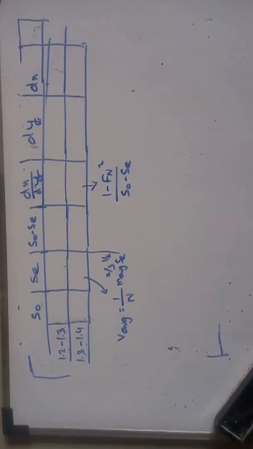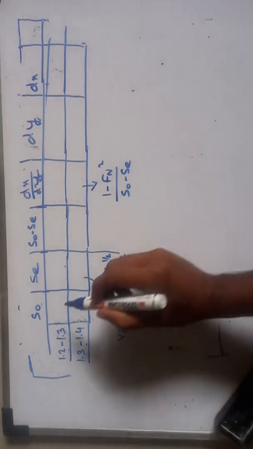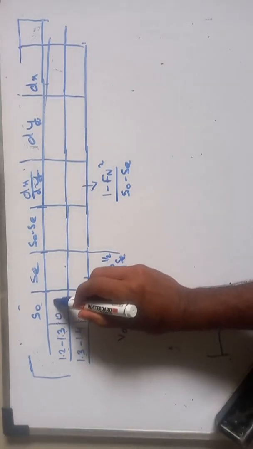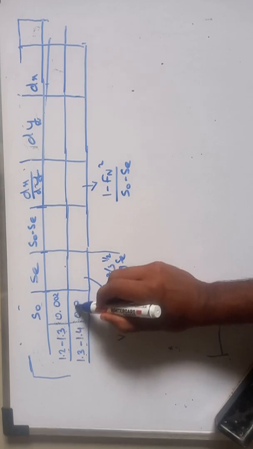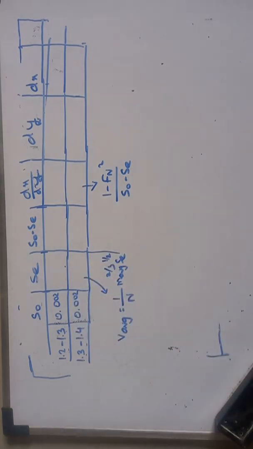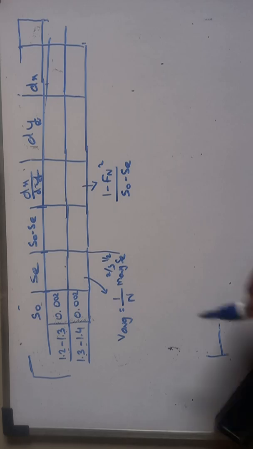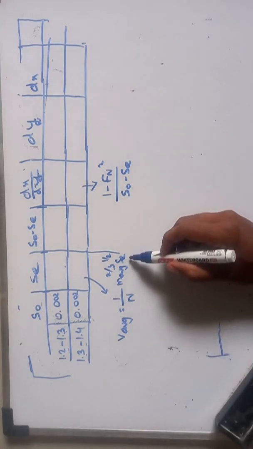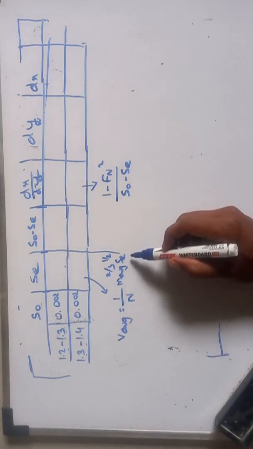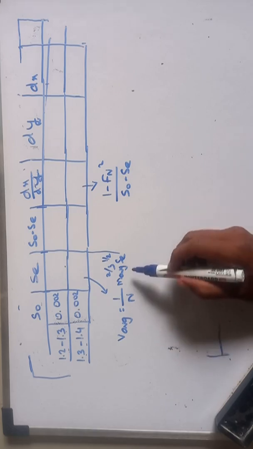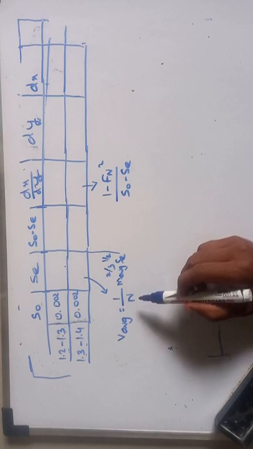In the second part of the tabulation, S0 is nothing but bed slope. Its value is given as 0.002. I have to calculate SE. How can I calculate SE? SE can be calculated as in the direct step method, that means in the dynamic equation of gradually varied flow. We calculated using average parameter. Same thing we are using here.